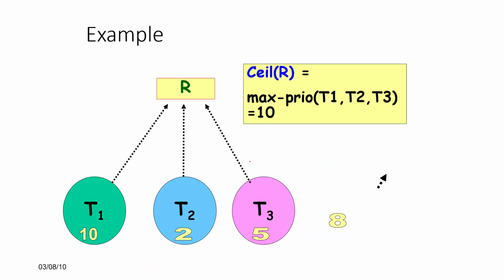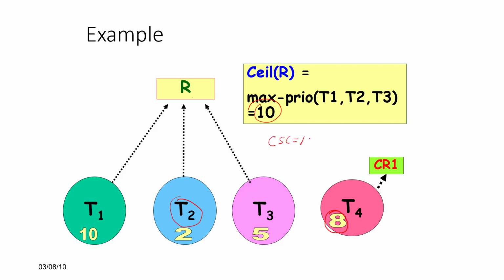Let us give an example. Let's say in this case, higher the number, higher the priority. The ceiling of R in this case is the maximum of 10, 2, and 5, which is equal to 10. Let us now assume that we have another task T4, which has a priority of 8. The issue that will happen is that if any one of these tasks is holding on to resource R, CSC will become equal to 10.